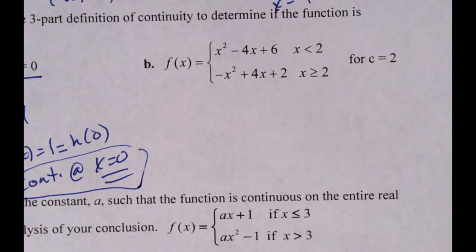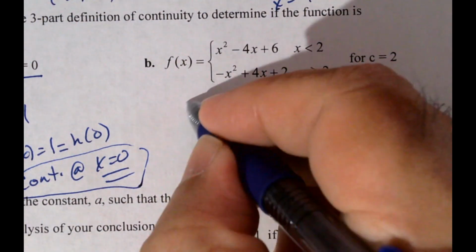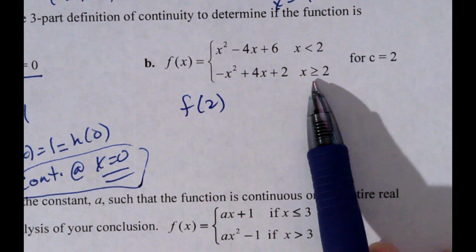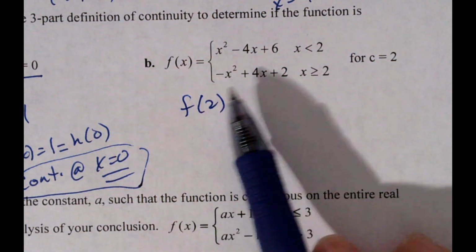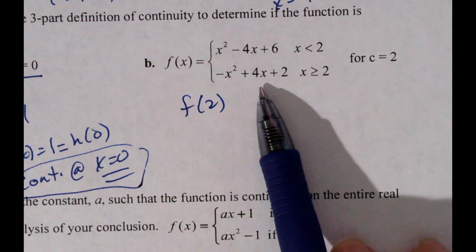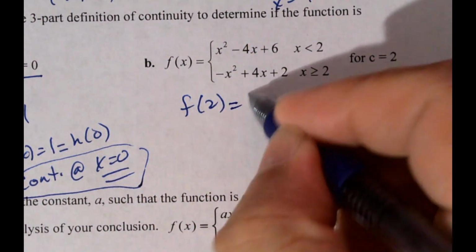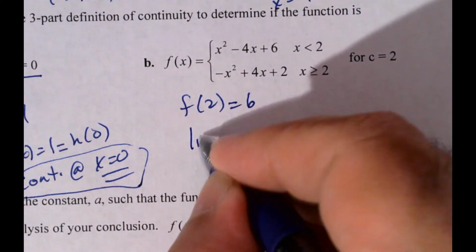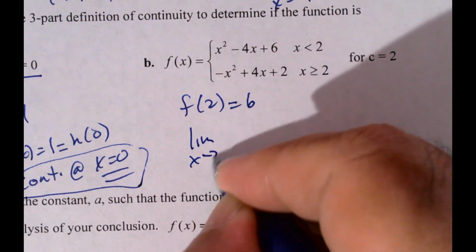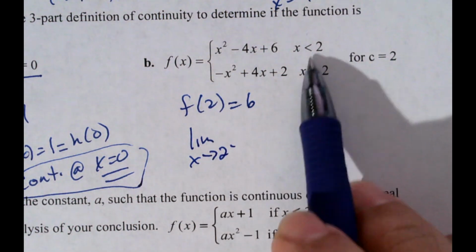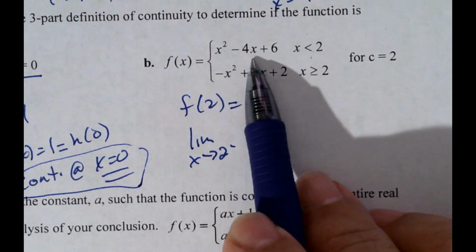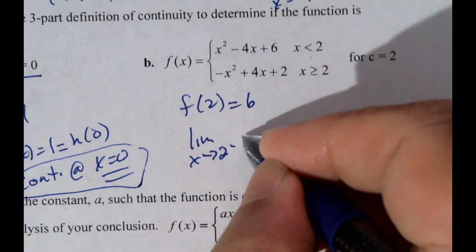All right, so let's first find f of 2. We're plugging in 2. 2 goes into the bottom one because there's the equal-to bar. So I plug in the 2, I get negative 4 plus 8 is 4 plus 2 is 6. Okay, and then let's take the limit. Let's take the left-hand limit first. From the left, that means up here where numbers are smaller than 2. So plug in the 2. 4 minus 8 is negative 4 plus 6. It's equal to 2.